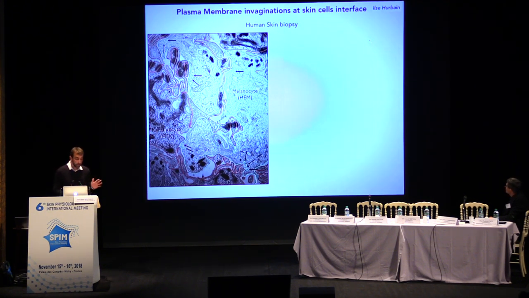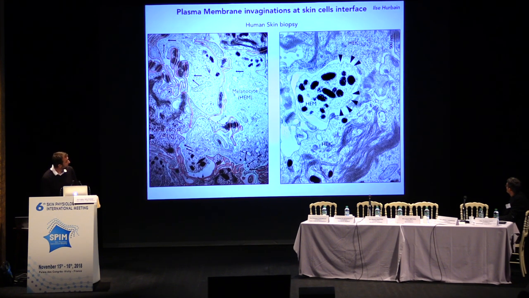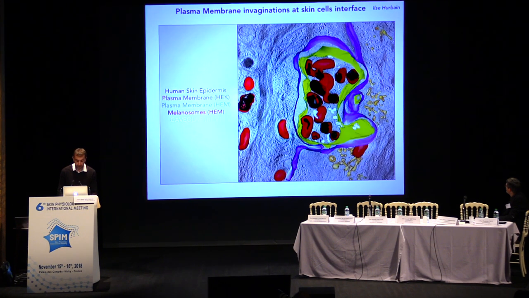So what we observe first is this kind of small membrane invagination here. I don't know if you see well. In blue, that is the plasma membrane of the melanocyte that is facing the plasma membrane of keratinocyte in red. Another view would be that one. So here we are in a melanocyte dendrite, full of these pigmented melanosomes, and surrounded by this keratinocyte here. And you can see these vesicles, this small plasma membrane invagination, that are decorating the plasma membrane of the melanocyte.